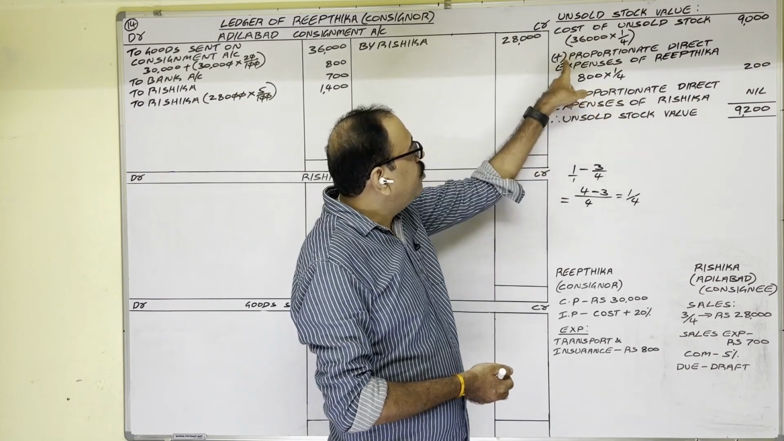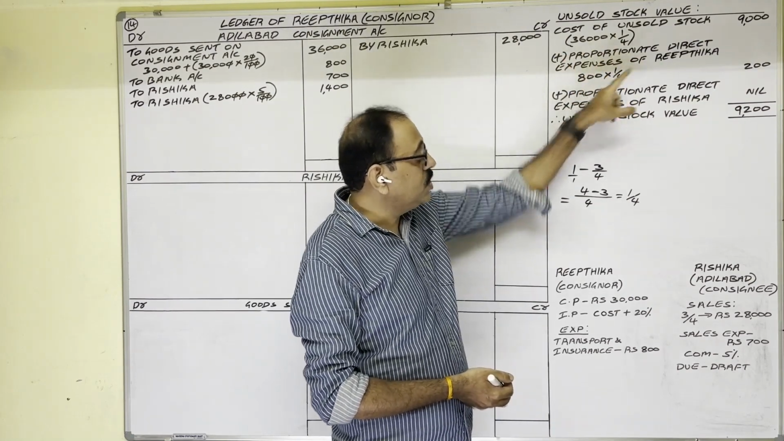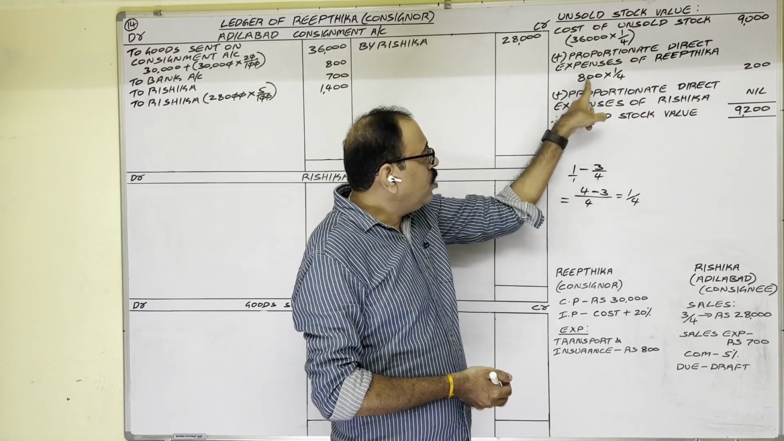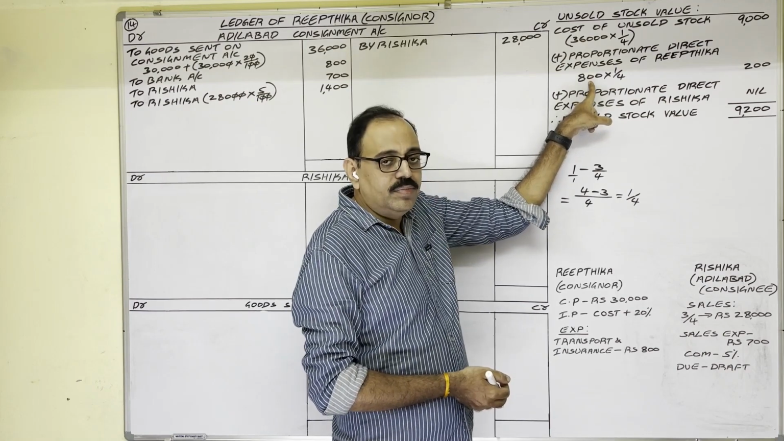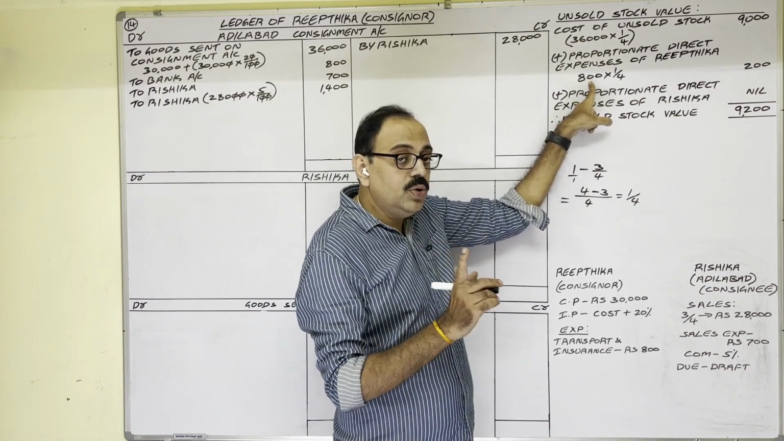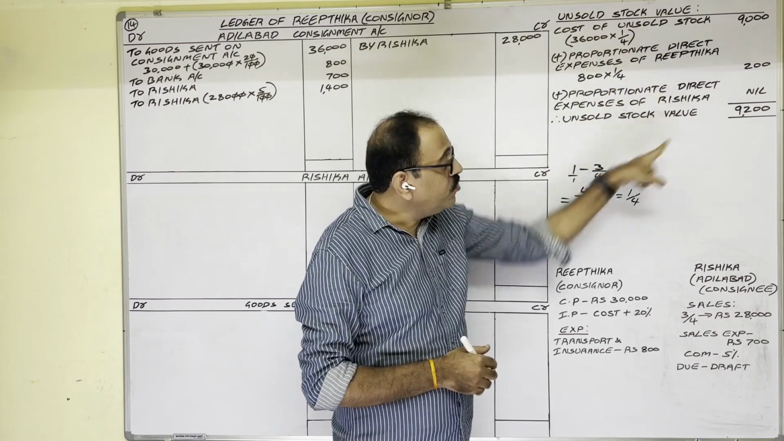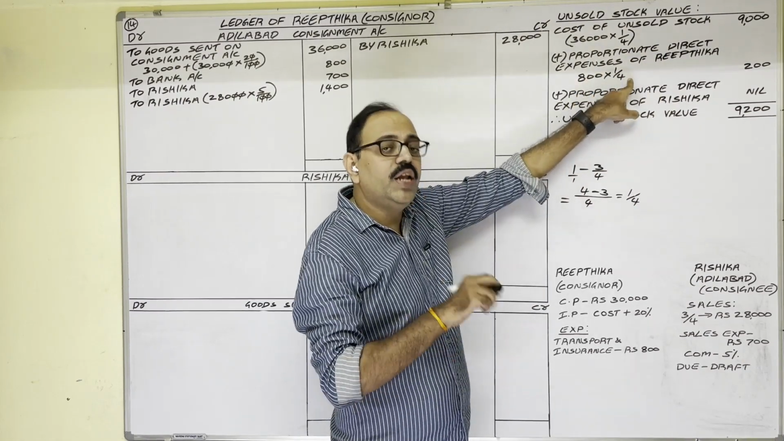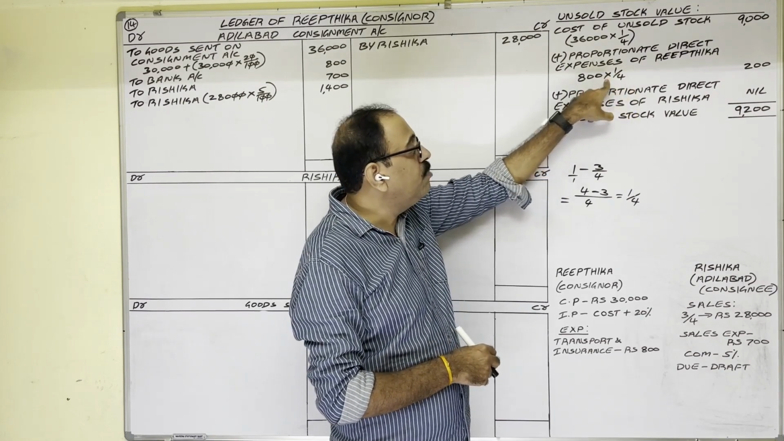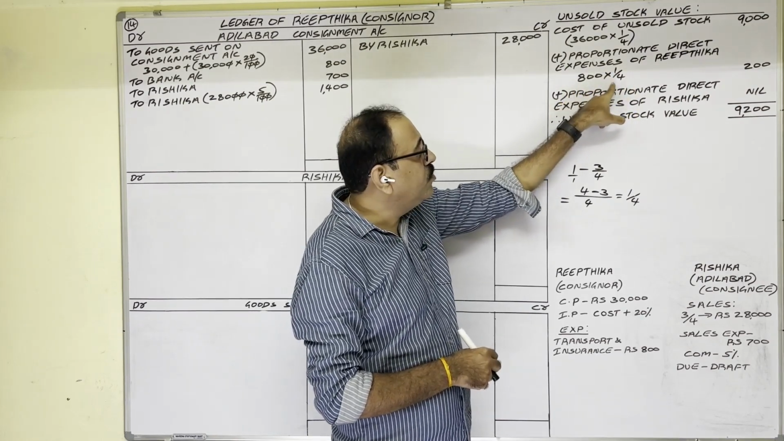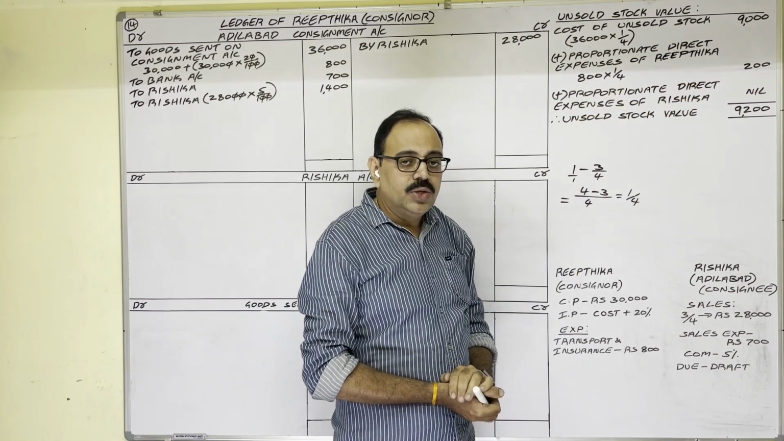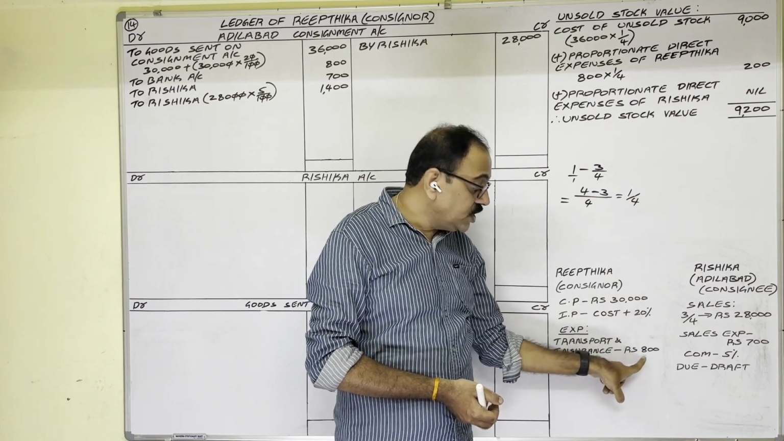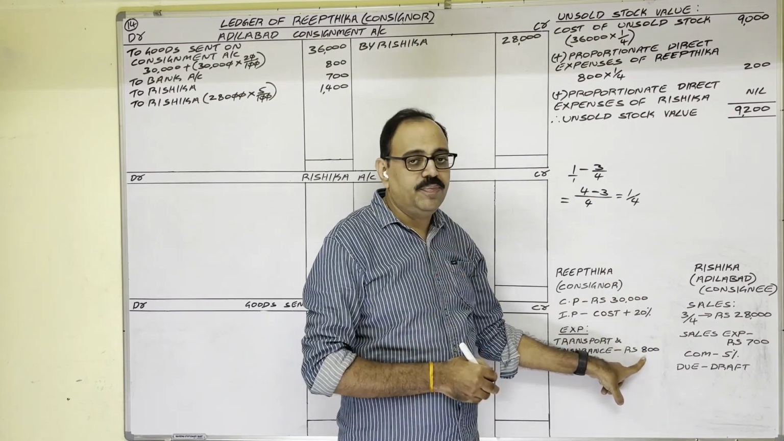How it comes? Plus proportionate direct expenses of consignor, whose name is Ritika. So total expenditure is 800. Ritika's expenditure on total goods 800. We need a 1/4 stock value no? Therefore in 800, 1/4 only we need. How it comes? You have to multiply 800 into 1 by 4, 200 rupees. So unsold stock 1/4 related consignor expenditure is 200 only.